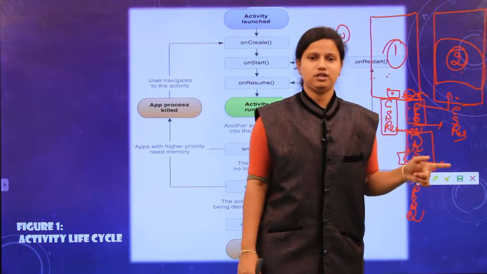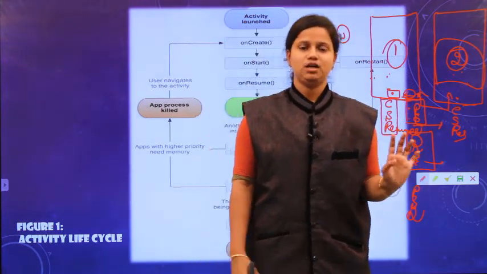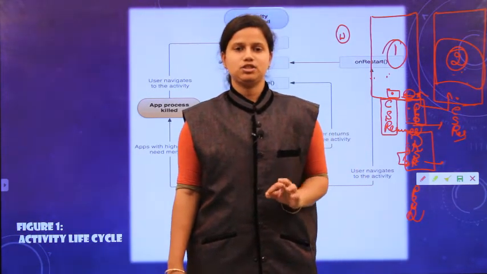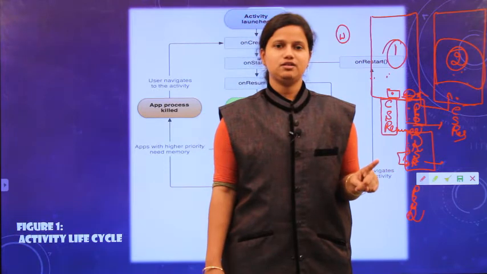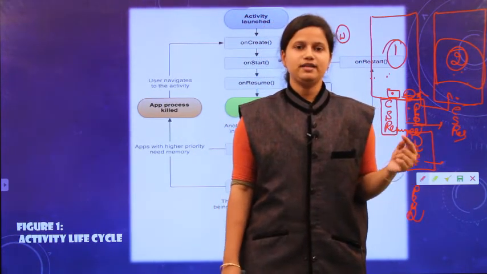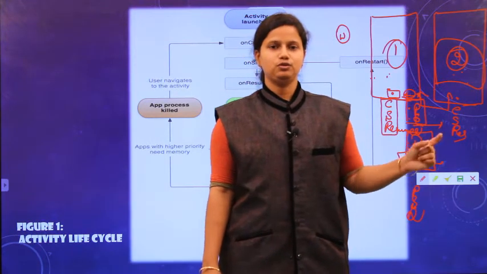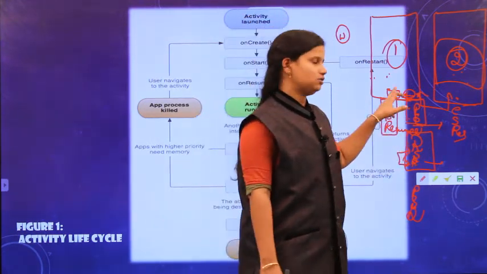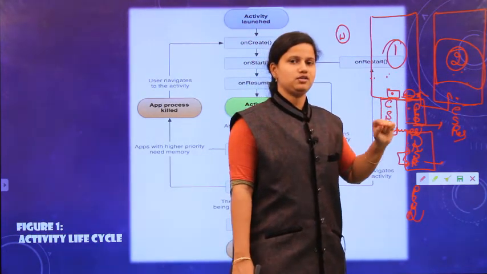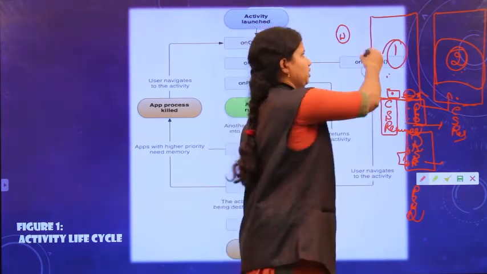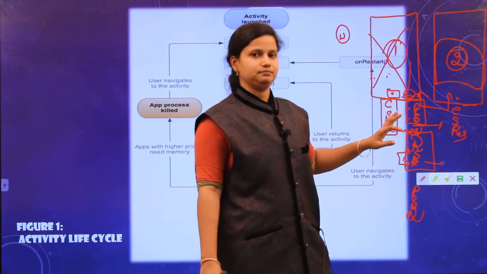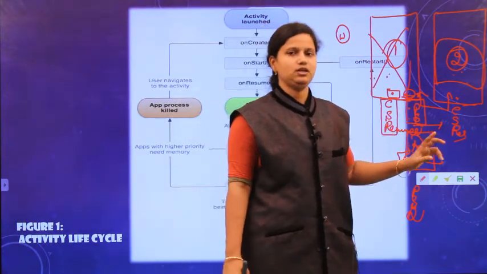What is the second situation? It will directly close this first activity. If you are not interacting with your first activity, there are two cases. The first case is that it will wait for some time and display a warning message to the user: do you want to close this application or do you want to close this activity? Or otherwise, the second situation: the system will automatically close this activity, that means destroy this activity directly. These are the two situations.